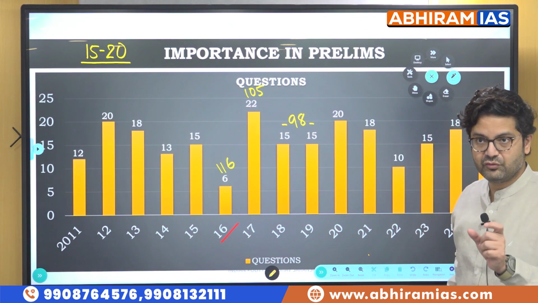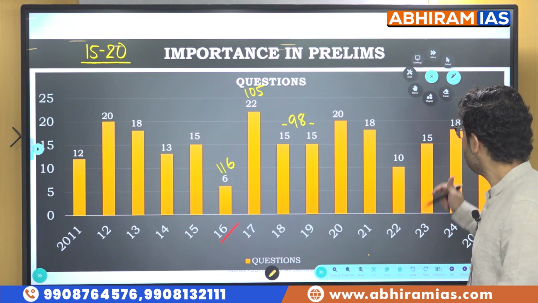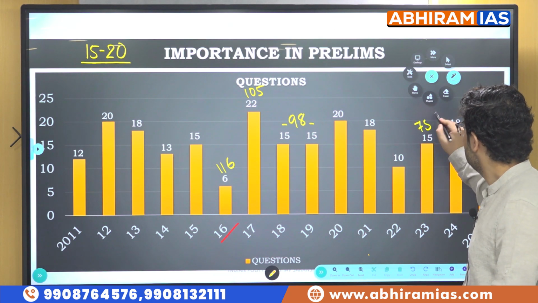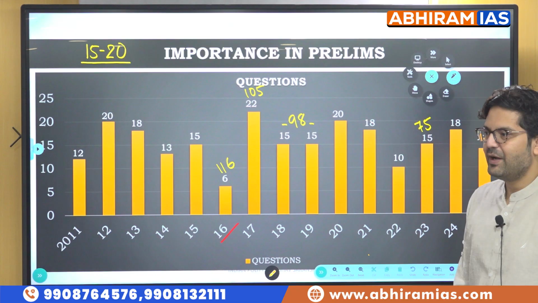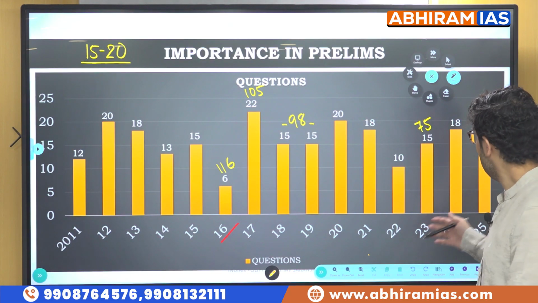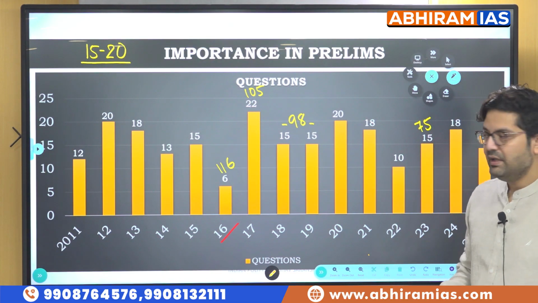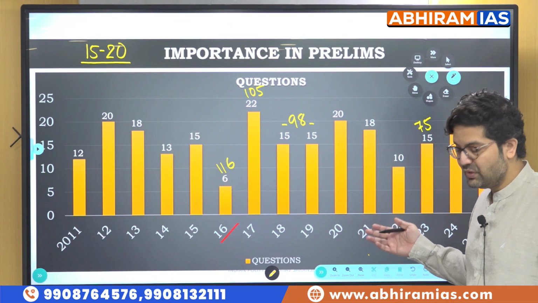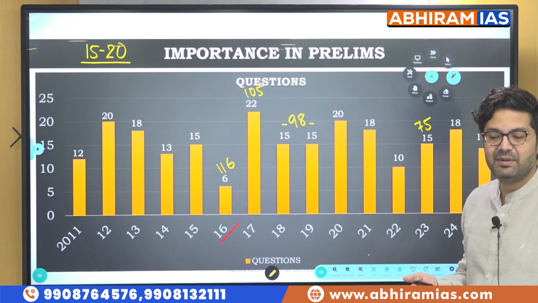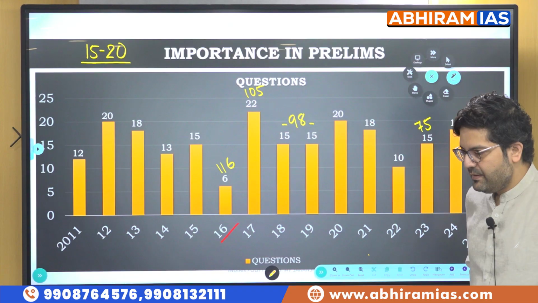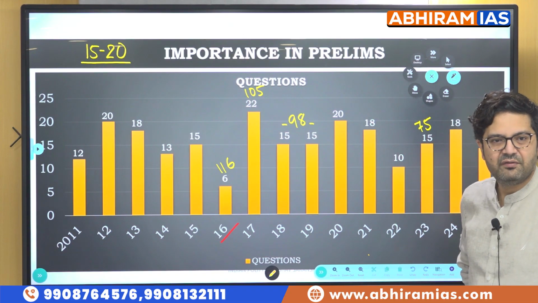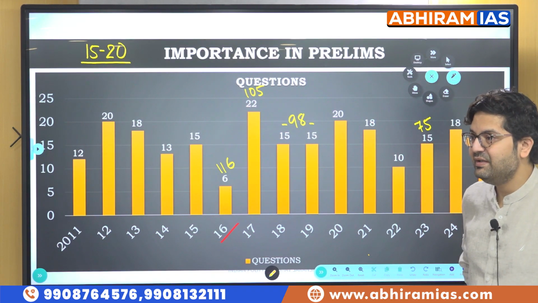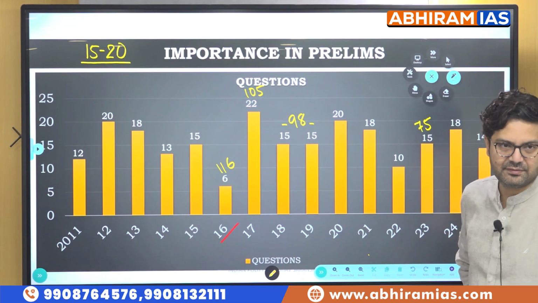In fact, so much so that the cutoff in 2023 was 75 out of 200. In 24, it was 87. In fact, this time also in 2026, people are claiming that the cutoff is going to be around 70 to 75 out of 200. That means around 40% marks.